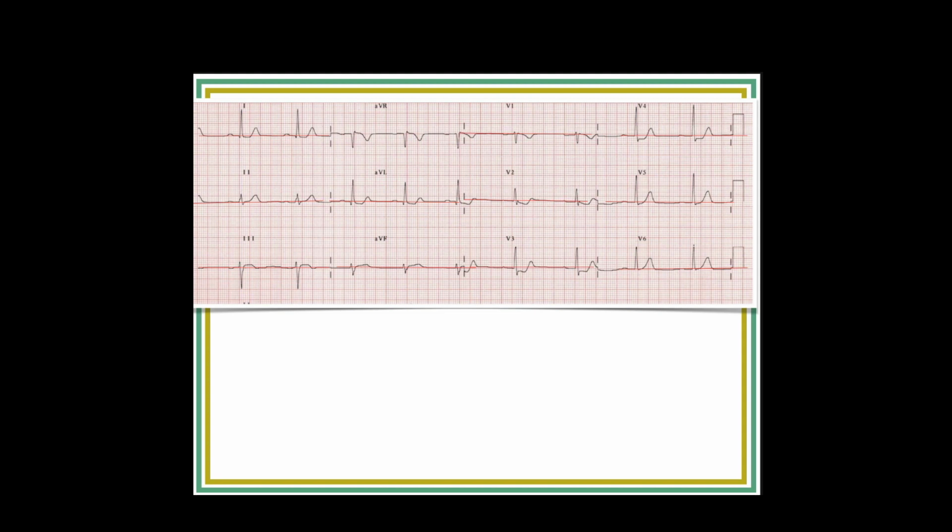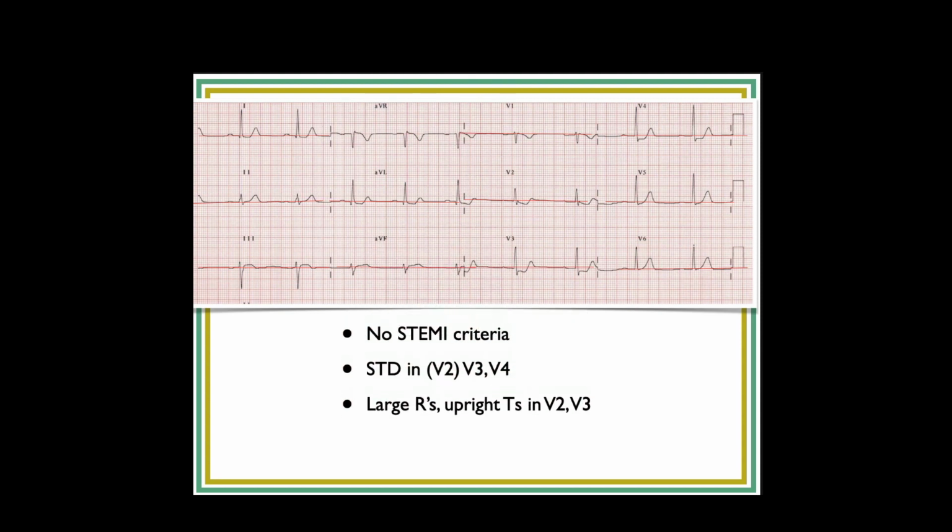But what do we see? There's depression. Correct, okay. So no STEMI criteria, although I think you're onto it that it's coming, but ST depression in V3, V4, a little tight, sort of V2, large R's, upright T's in V2 and V3. So what does that tell us? Yeah, so a possible posterior.